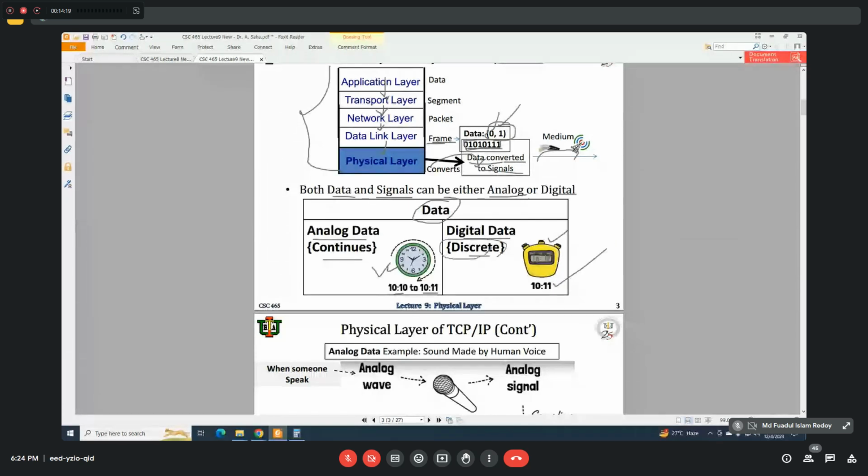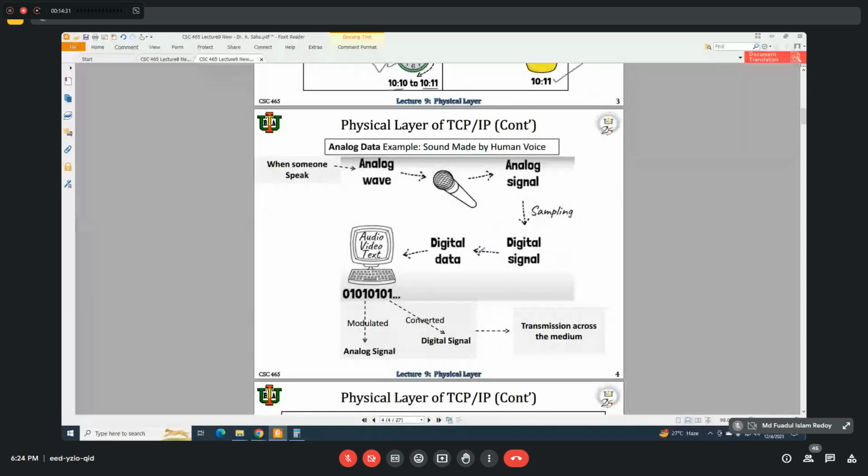So that is actually the discrete, and you can see that the limited data is going to be there. Okay, it is actually continuously moving, but it is a discrete one. Okay, and if you're looking at an example of analog data, that is a microphone.